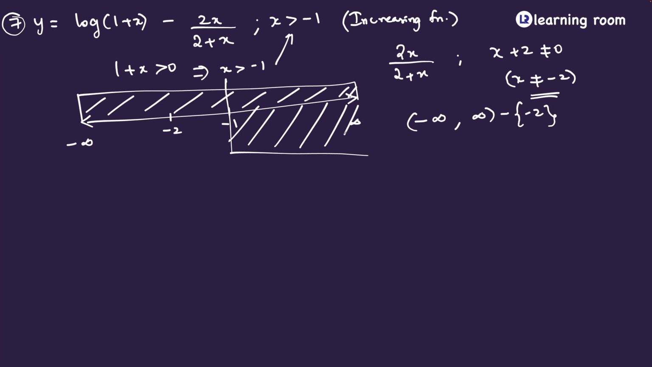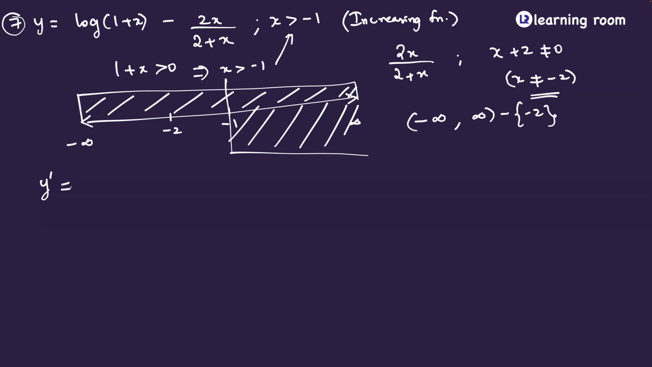Okay. So what is the question? Read it carefully. In the domain of minus 1 to infinity, we need to prove that this function, which is a combination of logarithmic and a rational function, is always increasing. So we have only one logic in hand. What is it? We'll start differentiating it.